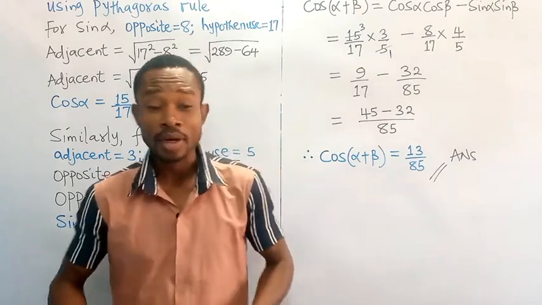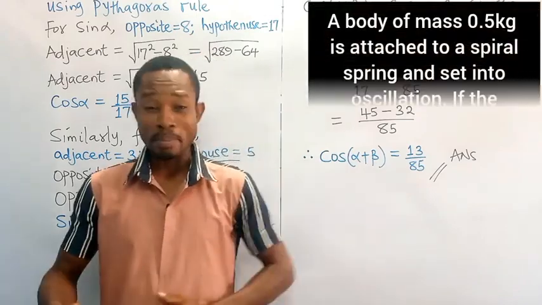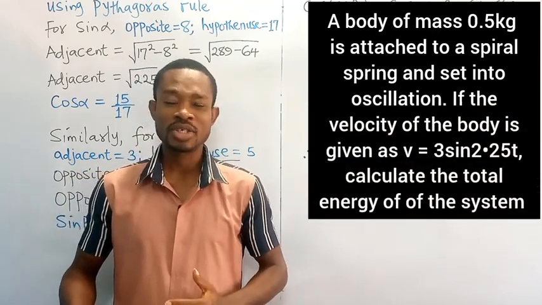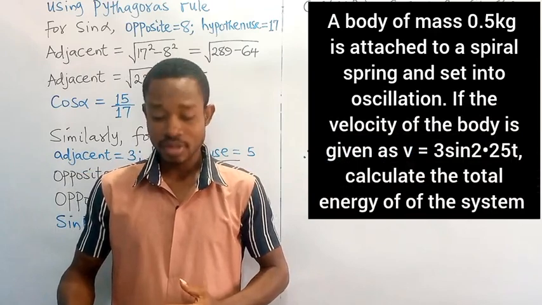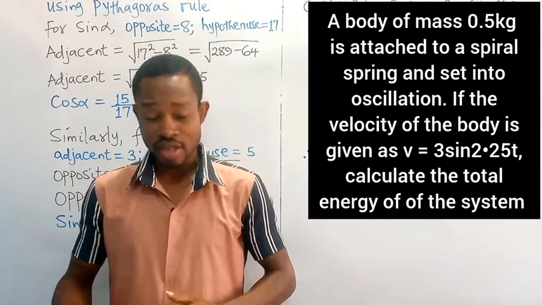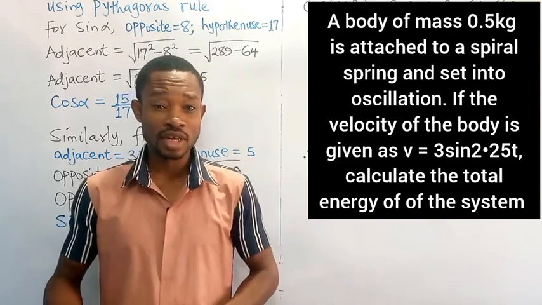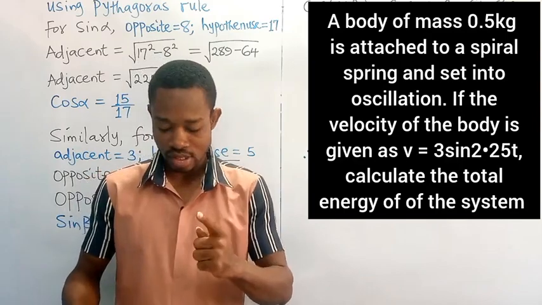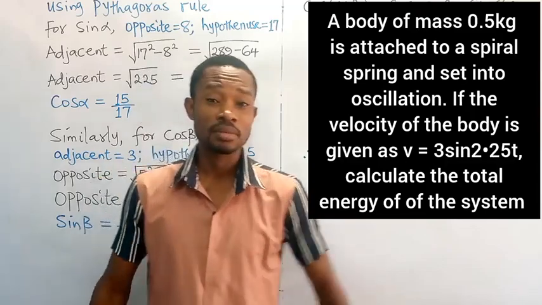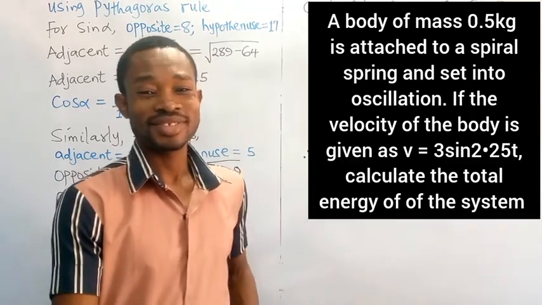So this is the question. A body of mass 0.5 kg is attached to a spiral spring and set into oscillation. If the velocity of the body is given as v equal to 3 sine 2.25 t, calculate the total energy of the system. So that's the question.